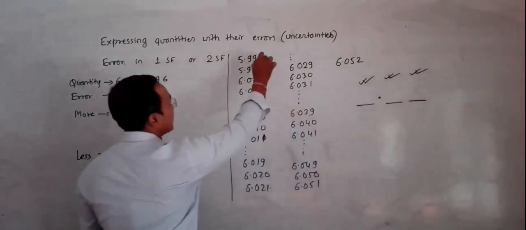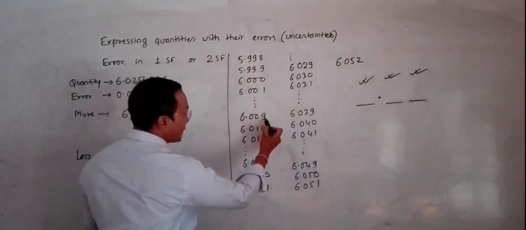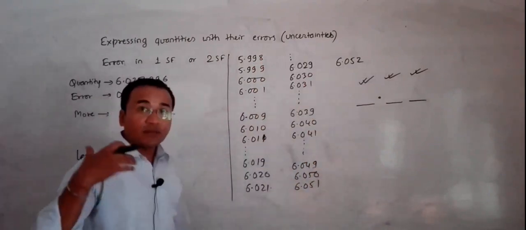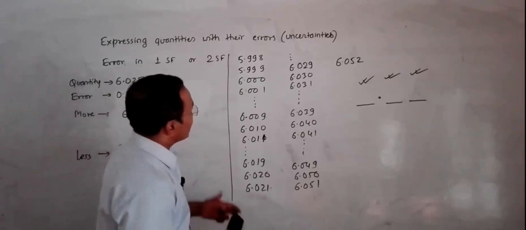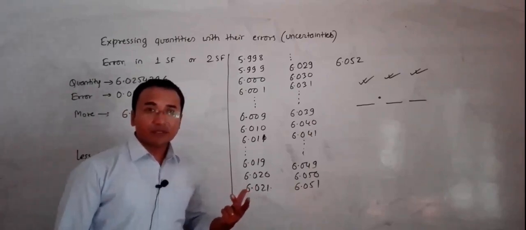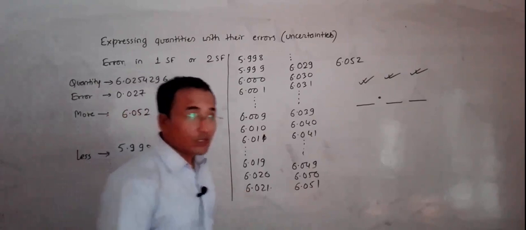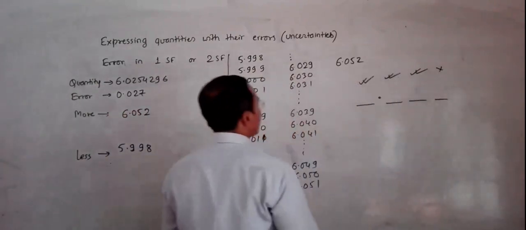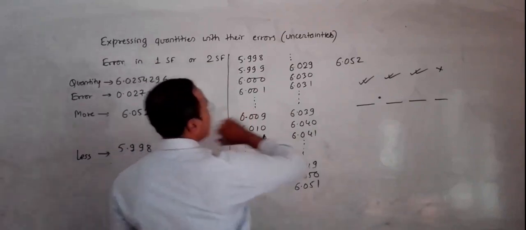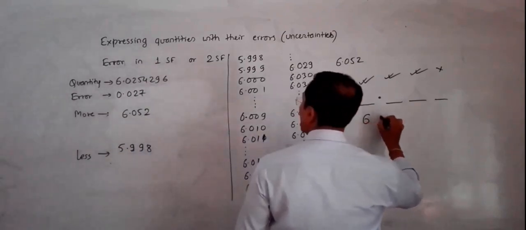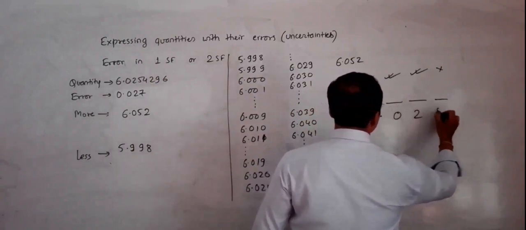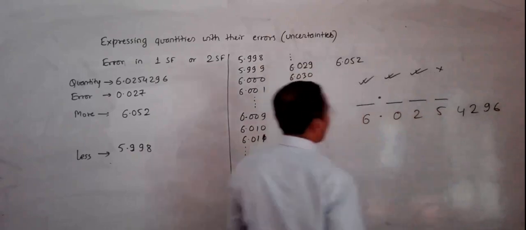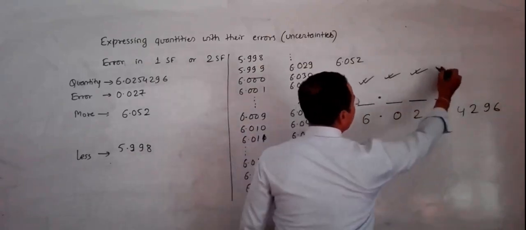But if I go through the next digit, 8, 9, 0, 1, 2, 3, 8, 9, 0, 1, 2, 3, 8, 9, 0, 1, 2, 3. So 9 occurs many times and 0 occurs many times. So that's why we should not be expressing that quantity. We are not sure about that. So the quantity will be, let's write it here, 6.02549296. So what I should write is, this I should not write.